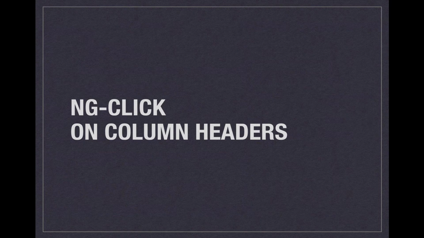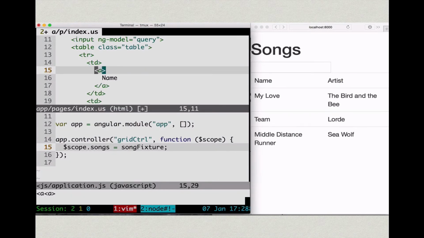All right, so now we want to make this a sortable grid, so that when we click on a column header, it sorts it, and when we click again, it sorts in the other direction. This isn't quite as automatic as filter, so we have to write a little bit of code for it. So we're going to start by just adding ng-click to our column headers.